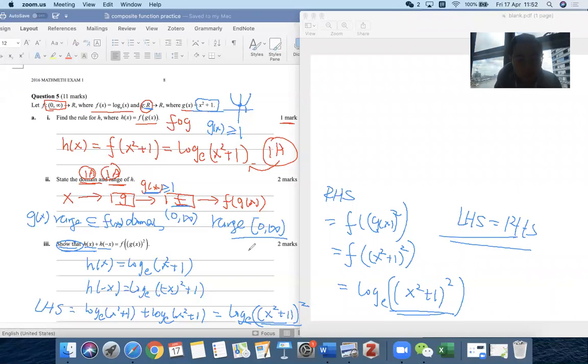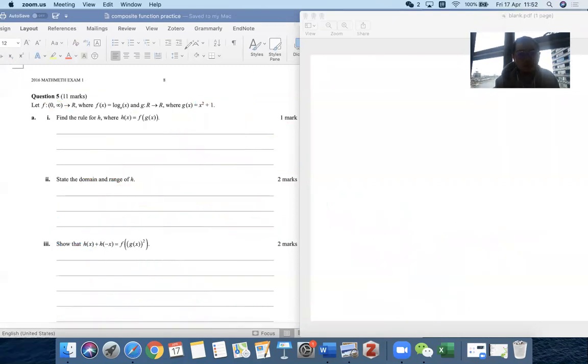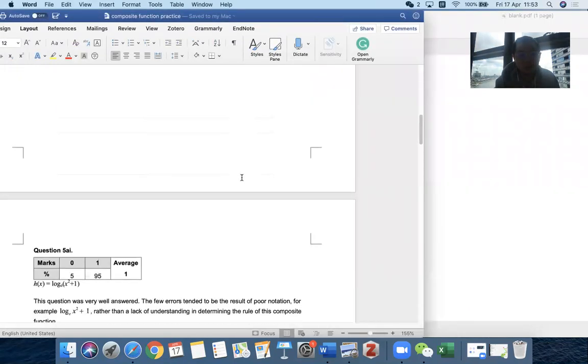So I think for this question, the 2 marks are like this: you find the left-hand side, then you find the right-hand side, then you just make them equal, okay? This will give you 2 marks, okay? That would be the first question I like to discuss. Let's move on to the report.